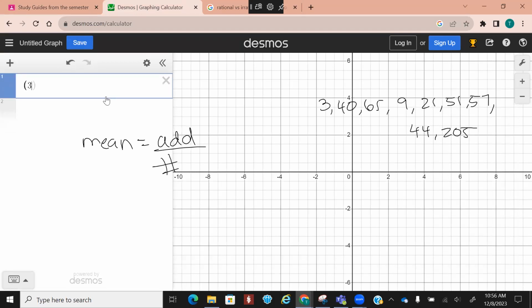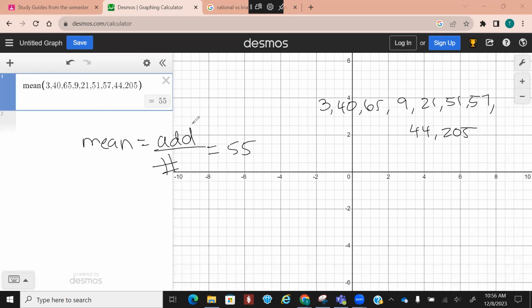Okay, so you're going to add up all those numbers and then divide by how many numbers there are. Now, you would have to do this by hand, but I'm going to do it the short way just because.